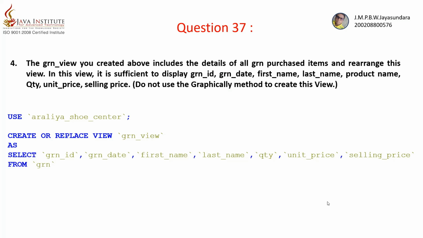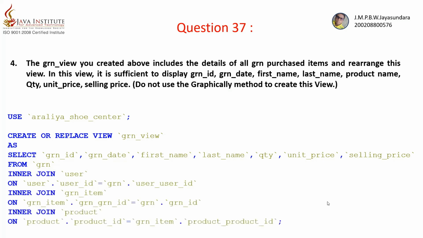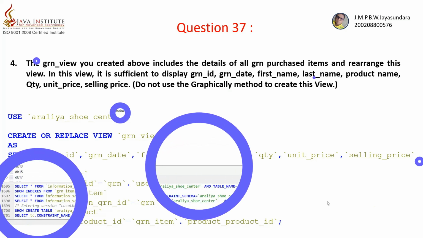Here we have said select grn id column, grn date column, first name column, last name column, quantity column, unit price column, selling price column from grn table, and then we have joined user table using user table's user id column and grn table's user id column. Then we have joined grn item table using grn item table's grn id column and grn table's grn id column. After that, we have joined product table using product table's product id column and grn item table's product id column. So let's go and execute this and update our view.